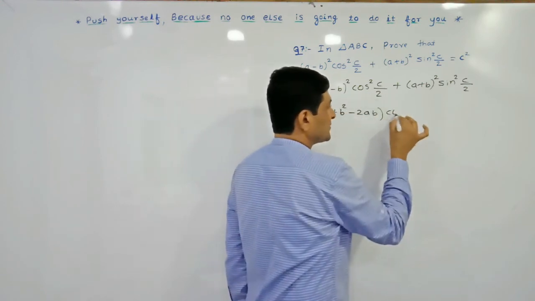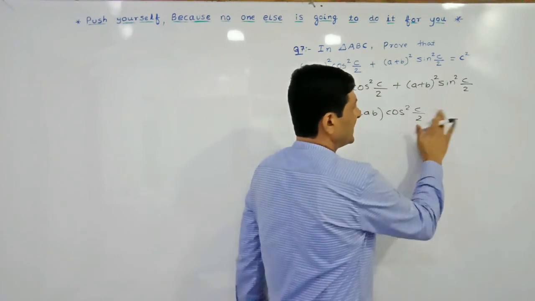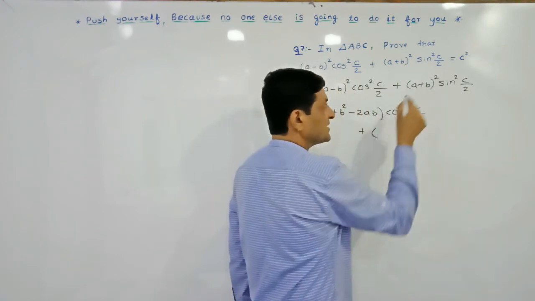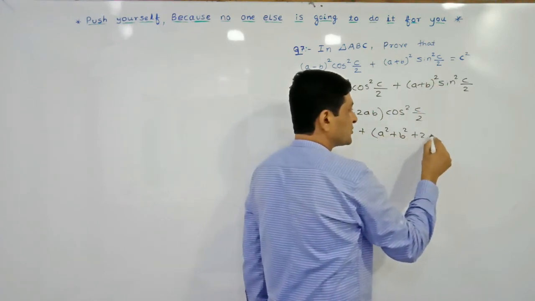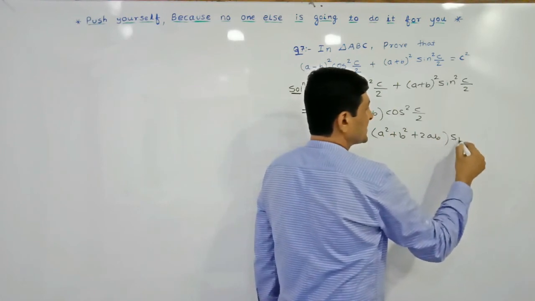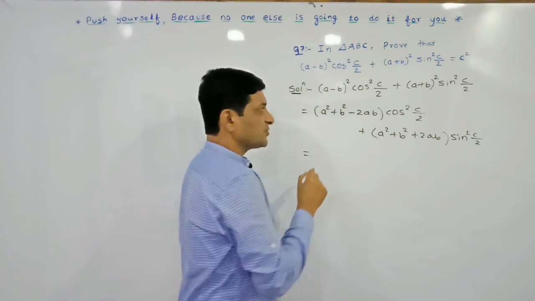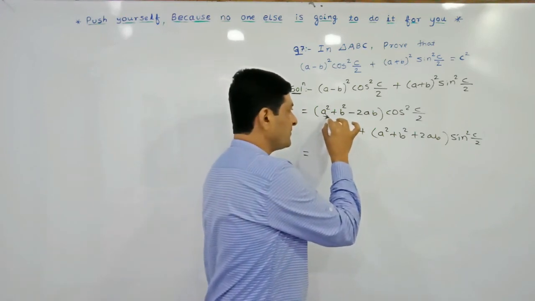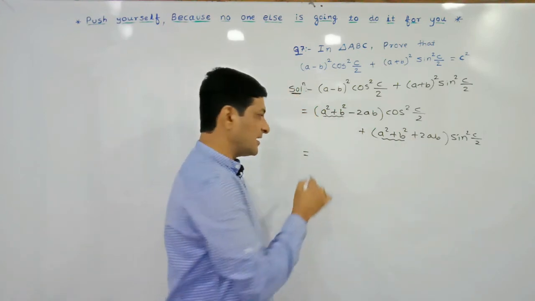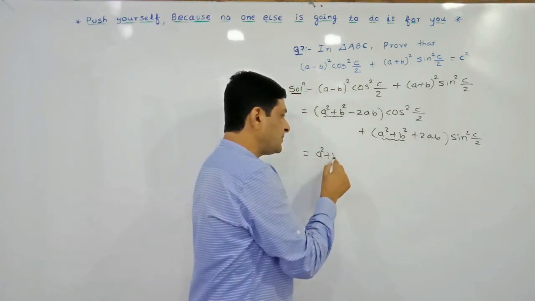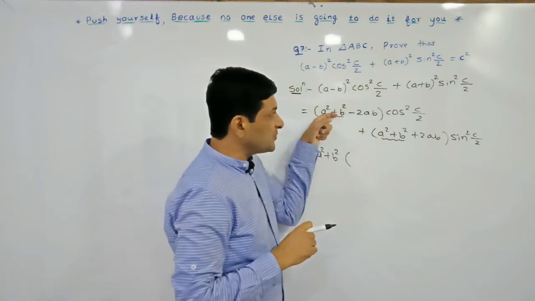Keep this term cos²(C/2) as it is, plus now here also we are finding the expansion of this bracket. So what is the expansion of (a + b)²? a² + b² + 2ab into sin²(C/2). Now if you observe both the terms very carefully, here also the term of a² + b² is there and here also the term of a² + b² is there. If I am taking a² + b² common from these two terms, so here the multiple of a² + b² is what?